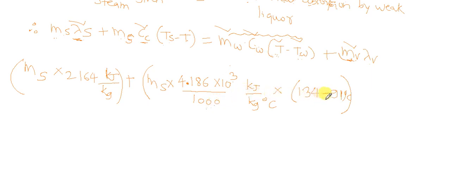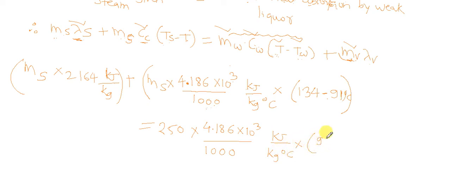Therefore, 134 minus 91, and this is equal to MW, which is 250. Same thing for CW, we also have to take 4.186 into 10 raised to 3 divided by 1000. We need to convert joule to kilojoule, into temperature T minus TW, which means 91 minus 18.